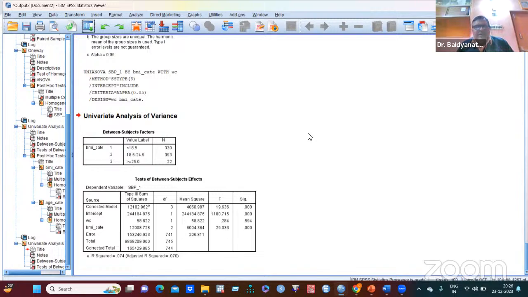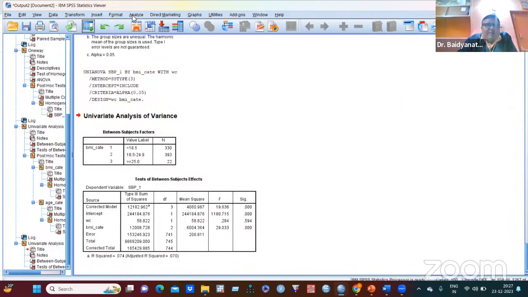Now we go to the MANOVA. When we apply MANOVA, just reverse this one. In ANOVA, we have one dependent variable, a continuous one. Suppose you have more than one dependent variable, then in such a situation we can apply MANOVA.